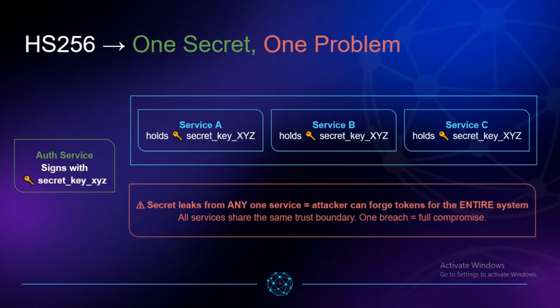Service A, Service B, Service C, all holding a copy of the same key. That means your trust boundary is as weak as your weakest service. If one of them gets compromised, the attacker doesn't just have that service's key, they can now forge tokens for your entire system. Every service, every user, full access.